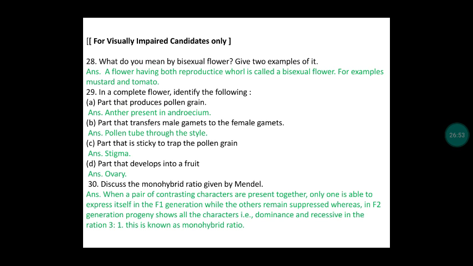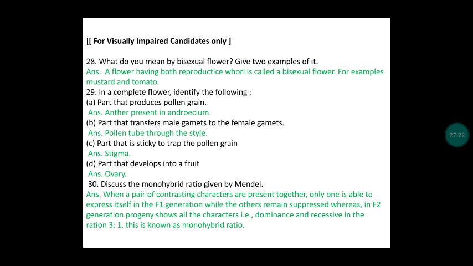In a complete flower, identify the following: parts that produce pollen grains, that will be the anther present in the androecium. Parts that transfer the male gamete to the female gamete, that will be the pollen tube through the style. Parts that are sticky to trap the pollen grains, that will be the stigma present in the gynoecium. Parts that develop into fruits will be the ovary.